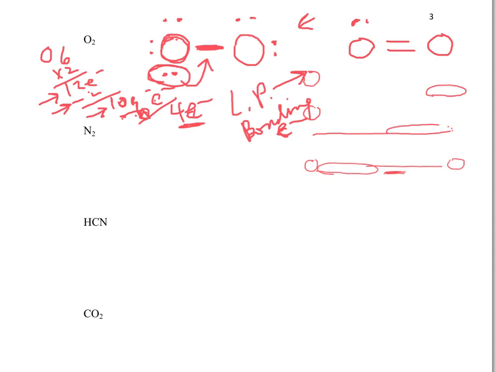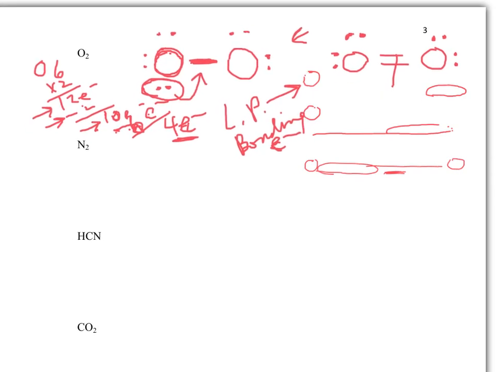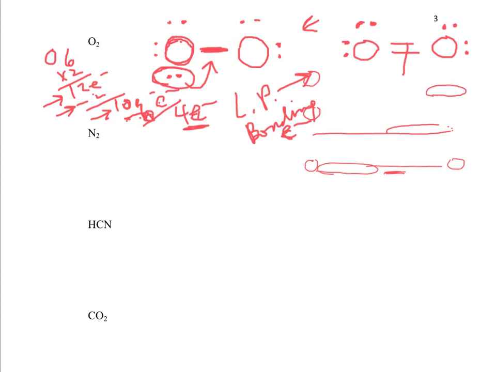And then let me draw in the lone pairs that I didn't do anything with. So those were left alone, and then these over here, they were left alone, okay? So I've got my Lewis structure then for my oxygen.